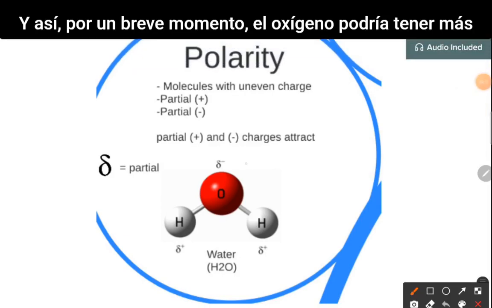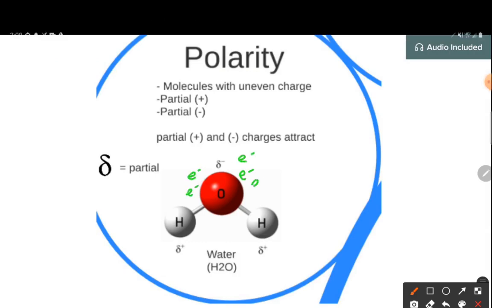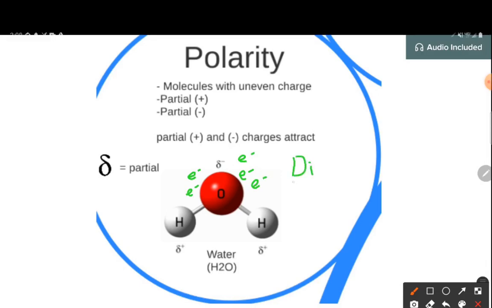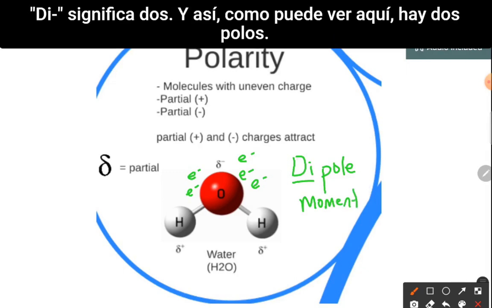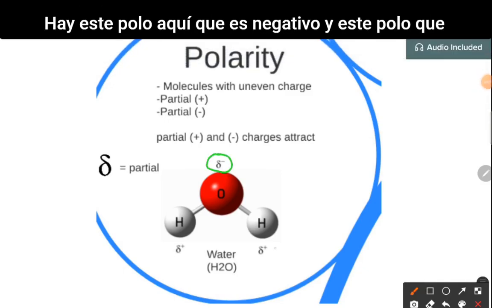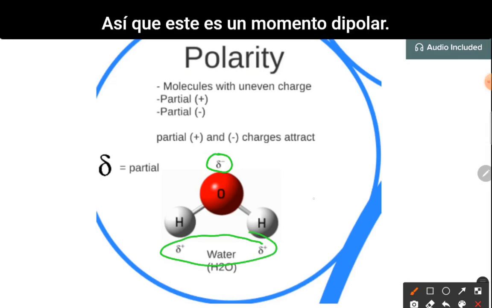And so, for a brief moment, the oxygen might have more of the electrons than normal. We call this moment a dipole moment. Di means 2, and so as you can see here, there are 2 poles. There is this pole here, which is negative, and this pole, which is positive. And so this is a dipole moment.